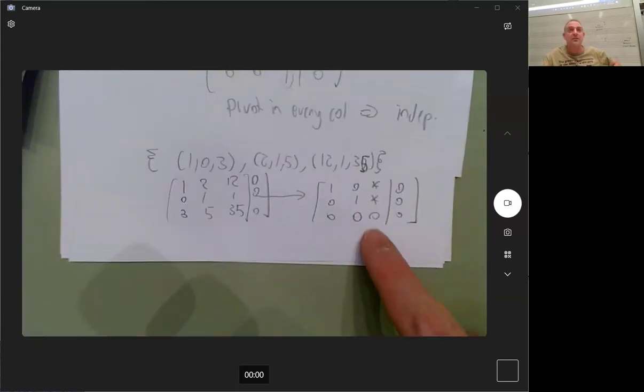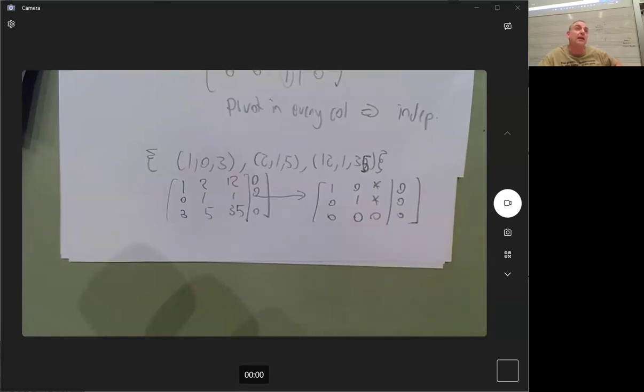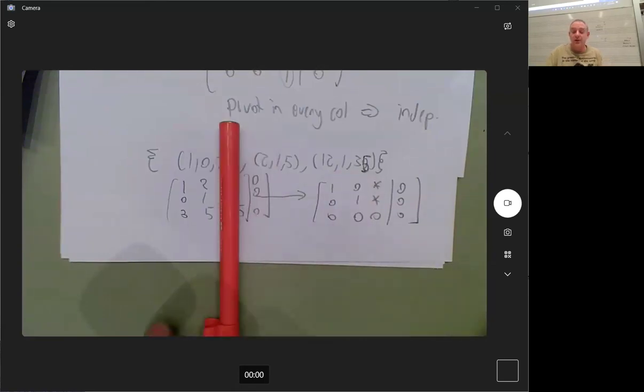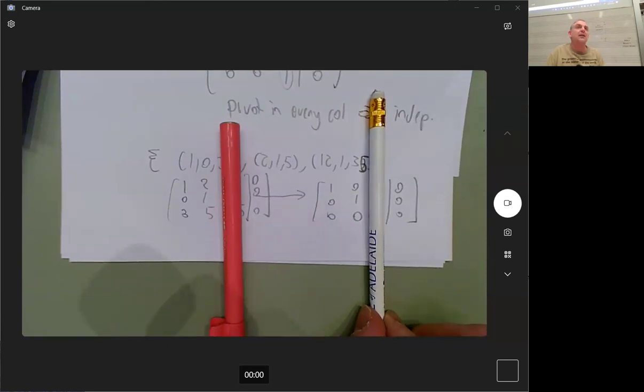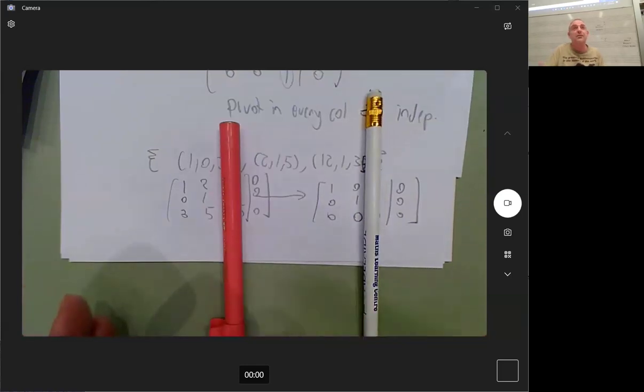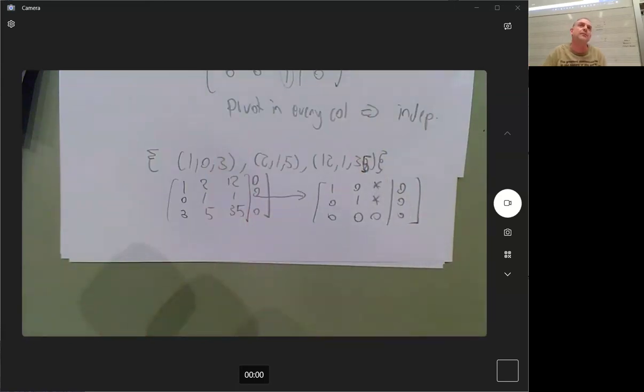And this column has no pivot, and so therefore they're linearly dependent. But the cool thing is that if I just crossed out this entire column, now I have two vectors that are linearly independent because their row operations do produce a pivot in every column. And so if you just remove the original vectors that produce the columns with no pivots, then you will make something that is independent. And that's a useful thing to know.